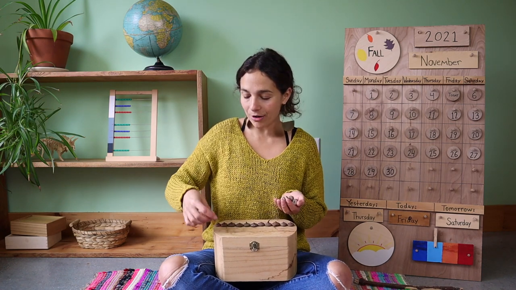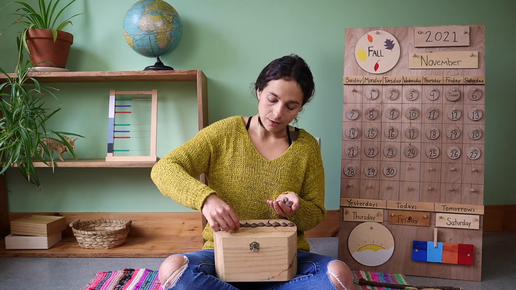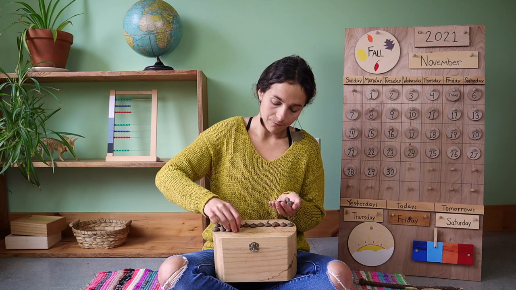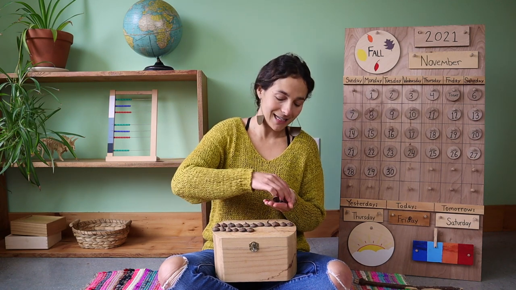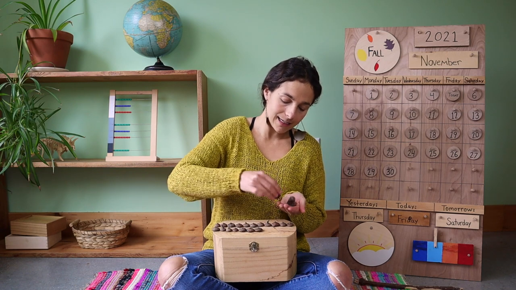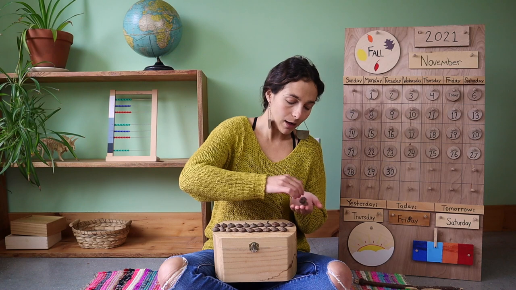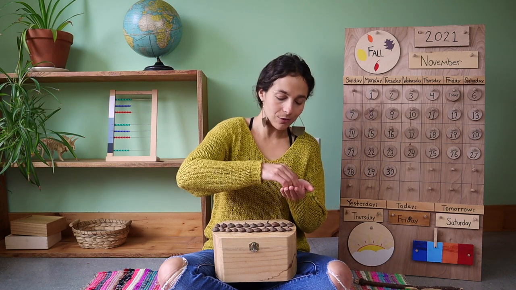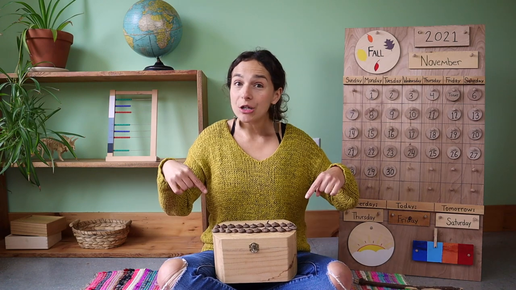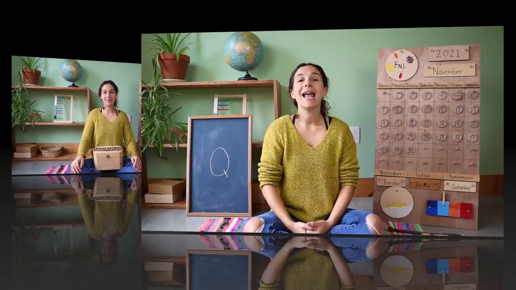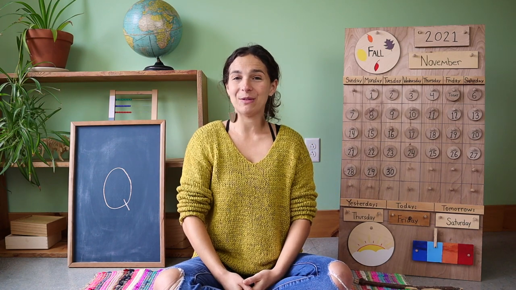Let's start the second row. 12, 13, 14, 15, 16, 17, 18, 19, 20, 21, 22, and one more makes 23. 23 acorn tops. This week we've been saying story in sign language.